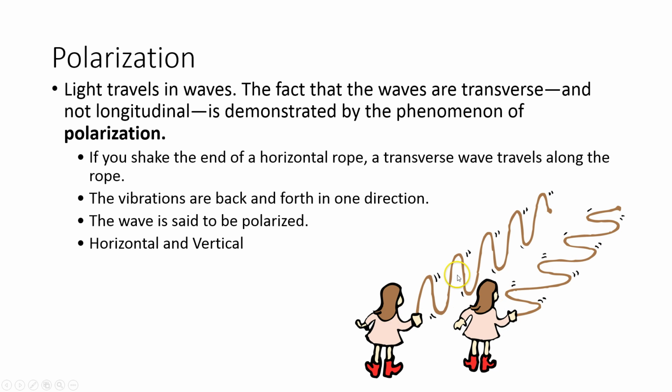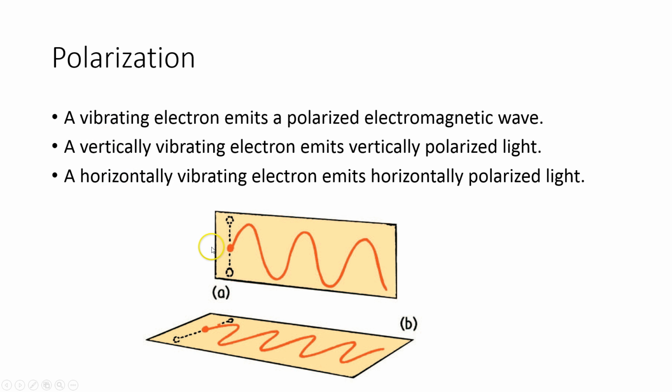Light actually shakes it in all 360 directions, and so we say that wave, if you can get it in one direction, it's polarized. We can polarize light. Typically, we look at horizontal and vertical just to make it a little bit more simple. The thing that happens with electrons is that electrons vibrate up and down. They also can vibrate left and right or in any of the other 360 degrees. So it's very similar to that rope that you can shake up and down.